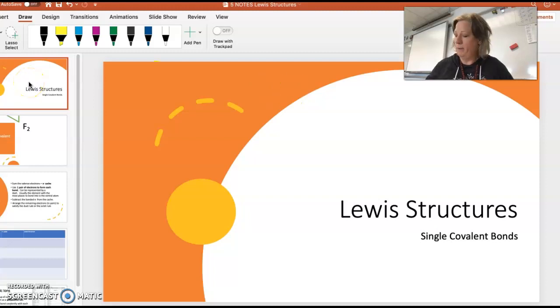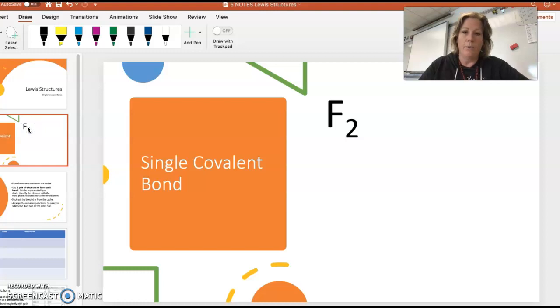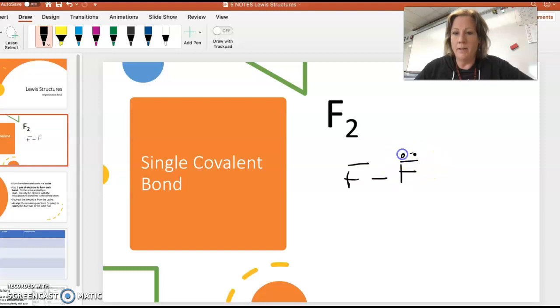This is a video about learning how to draw Lewis structures for covalent compounds that have single covalent bonds. So if I look at this one, I think you did it in your POGO. Fluorine has one covalent bond, and let me show you.